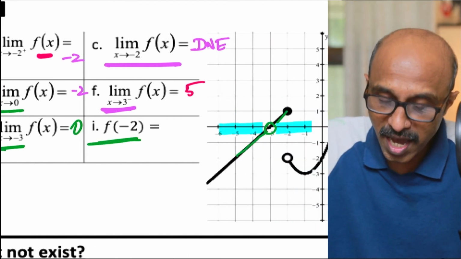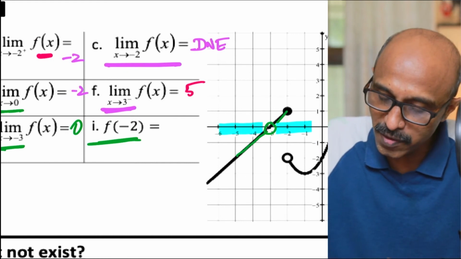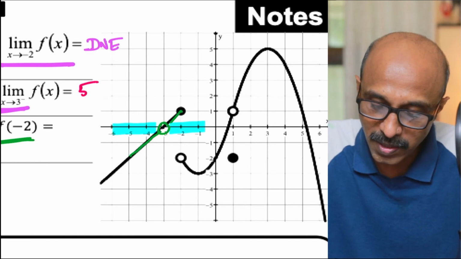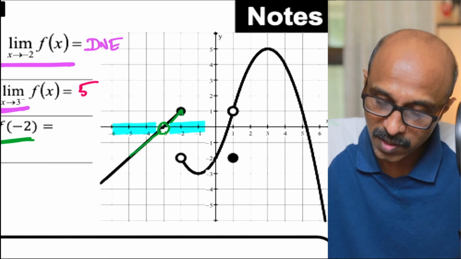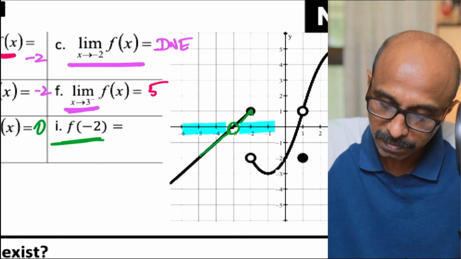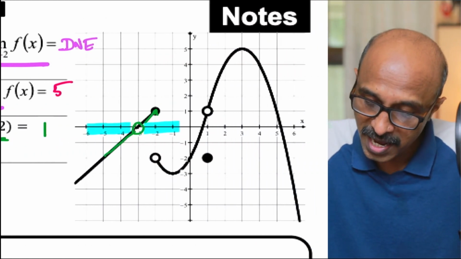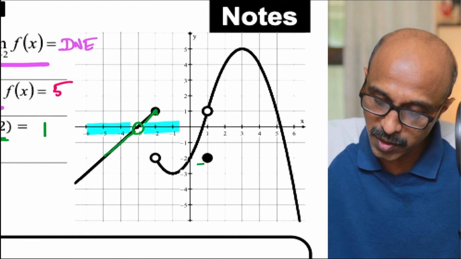f of -2 is just the value of the function at -2. Here's -2. There's a hole if you're looking at this, and that's where the value of the function is, okay? That's where it's defined. So the value of the function at -2 is 1. Okay, what do we have next? f of 1, the value of the function at 1. The value of the function at 1 in the same way is -2 here.